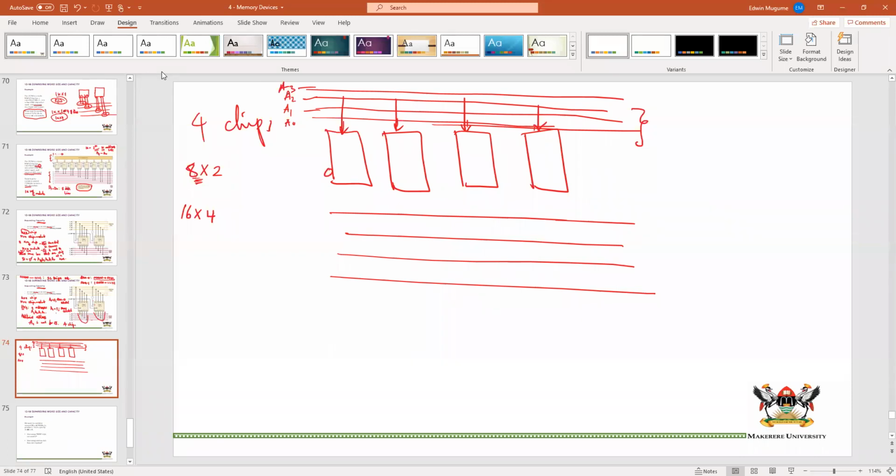And then the chip select, you have chip select, and so on. Now remember, I've never done this, so if it doesn't work out, it's fine, but I think if you have more time, you can do it. Obviously, the read-write will be commonly connected. So let's focus on the chip select. Now, we are expanding word size and also expanding capacity. So from 8 by 2 to 16 by 4.